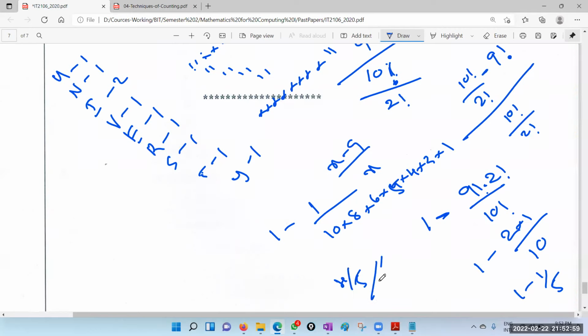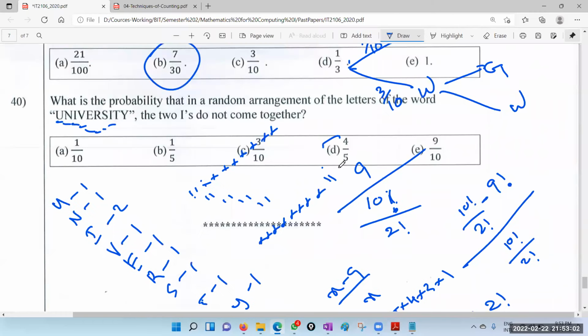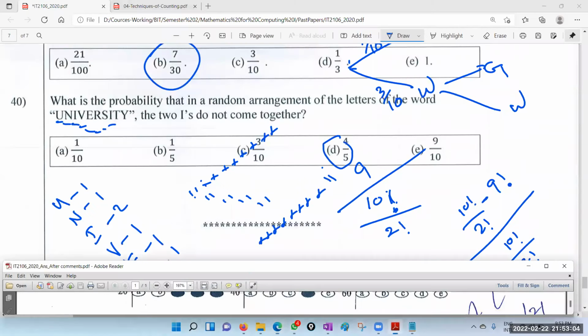Is that the answer? Yes, the answer is D. Right. So with your help, we managed to get it.